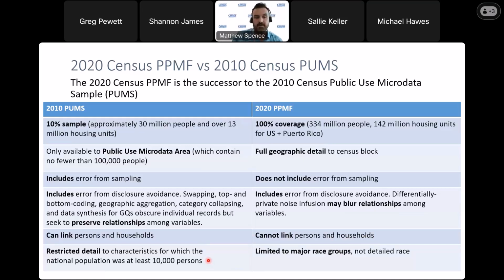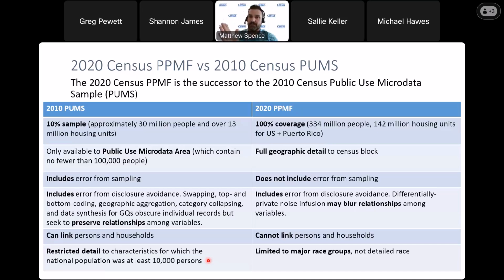And then the final bit is that both files include some limitations on how much detail there are. The PUMs restricted data to characteristics for which the national population was at least 10,000 persons. So you could, for example, get counts of people who are Mexican or English. Perhaps actually not English, because English we did not have that in 2010. This is new for 2020, very exciting. But Asian Indian, for example, that is a detailed race that was available in the 2010 PUMs. You are able to get to that.